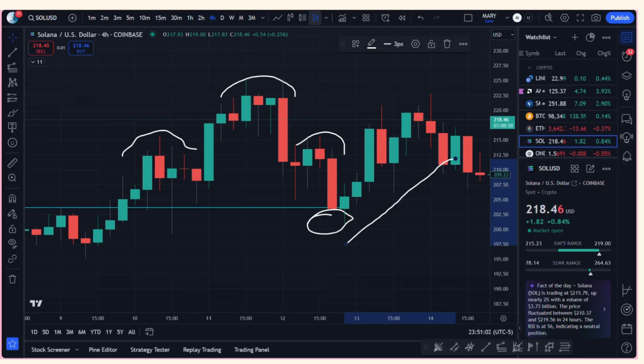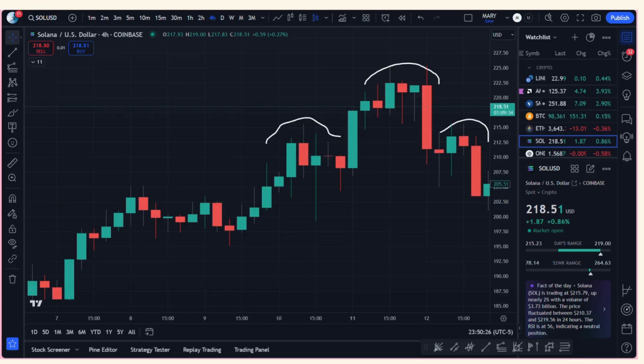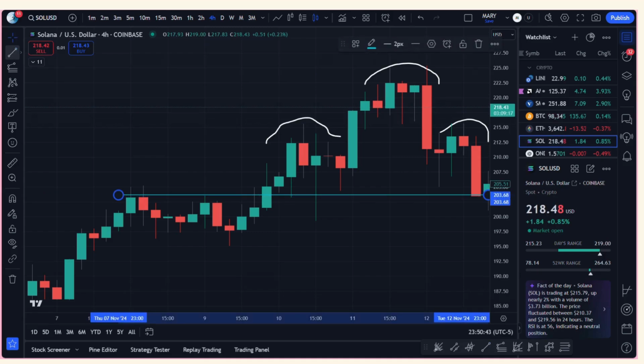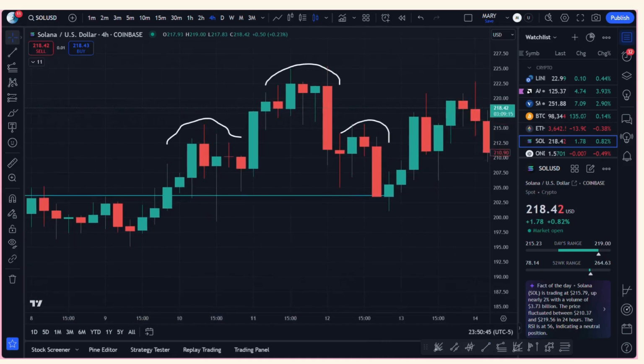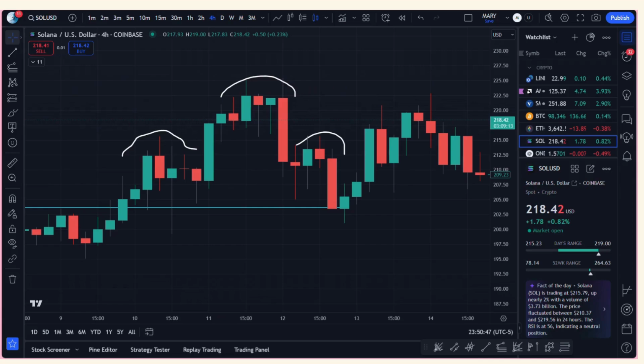Okay, let's draw our neckline in here. This is actually a good line of support because it was retested as a resistance before, and it's been serving as a support for the head and shoulder. Now let's scroll this to the right, and as you can see, there is no breakout. It just gives us a fake out, not even a fake out, it just did not respond to the pattern itself.